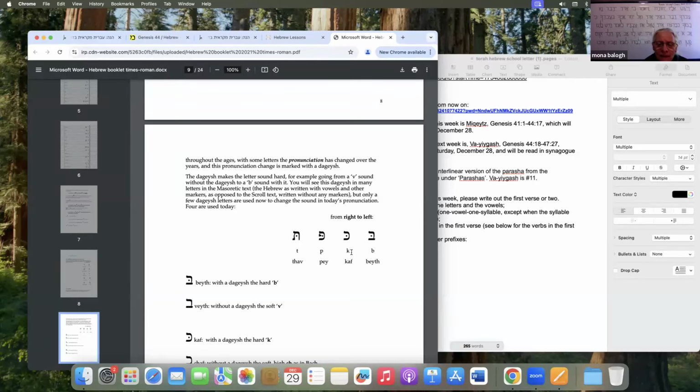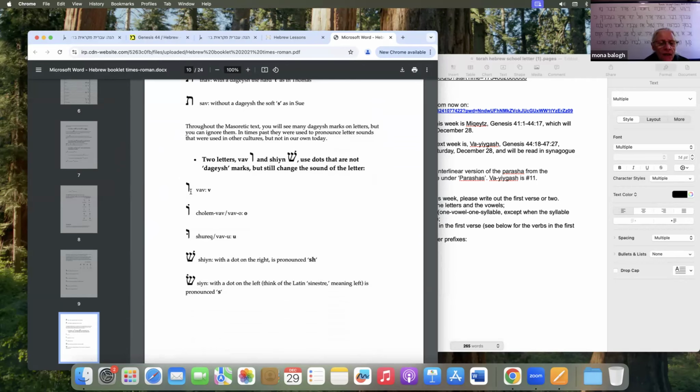And then you've got the vav, which has 2 vowel sounds along with it. The vav as a consonant has the V sound. Vav O, with the cholam over it, the dot over it, makes the O sound. With the dot in the belly, it makes the oo sound. Sheen with the dot on the right makes the sh sound. And seen with the dot on the left makes the s sound, as in sinister, which means left in Latin.